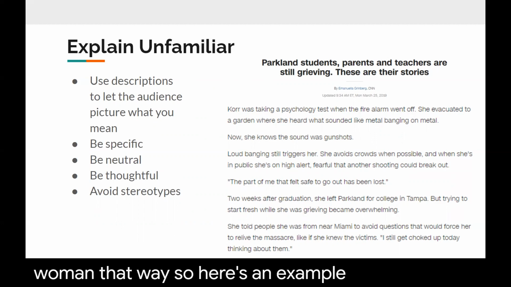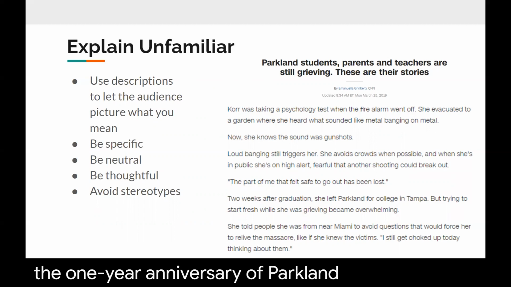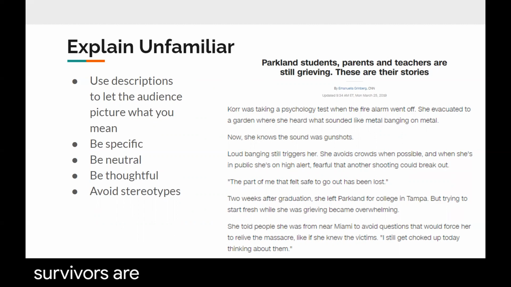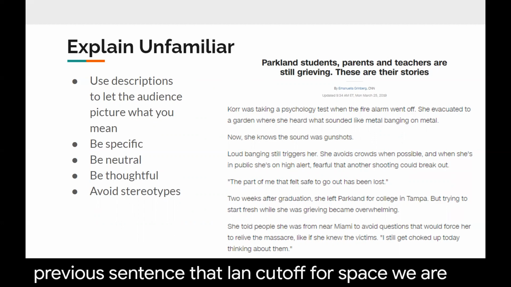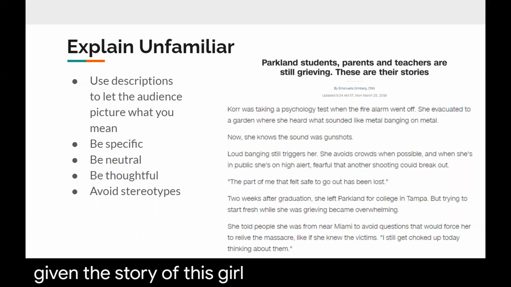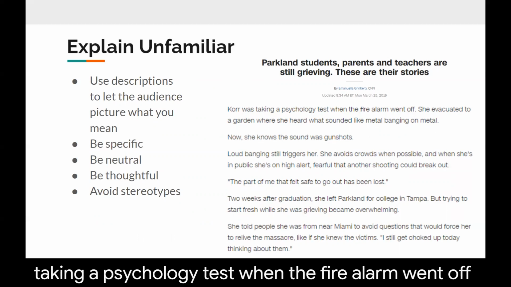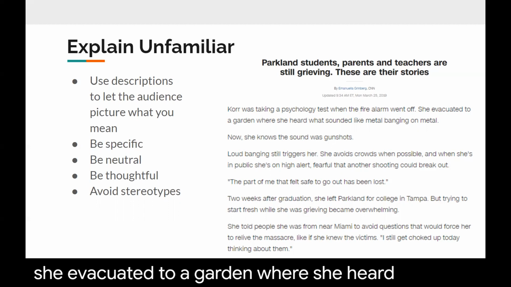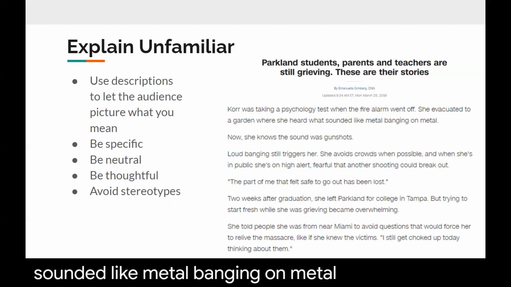So here's an example from CNN from the one-year anniversary of Parkland and how the survivors are going through that grief. In the previous sentence that I cut off for space, we are given the story of this girl whose last name is Kaur, so we get the description here. Kaur was taking a psychology test when the fire alarm went off. She evacuated to a garden where she heard what sounded like metal banging on metal. Now she knows the sound was gunshots.